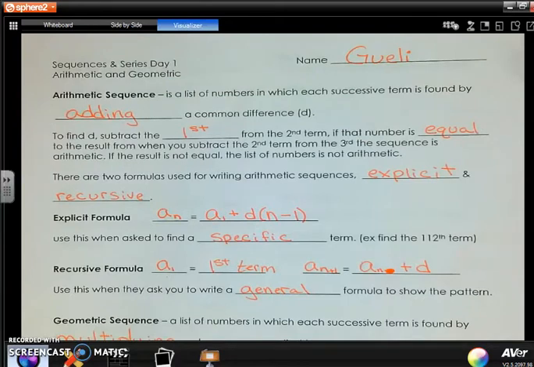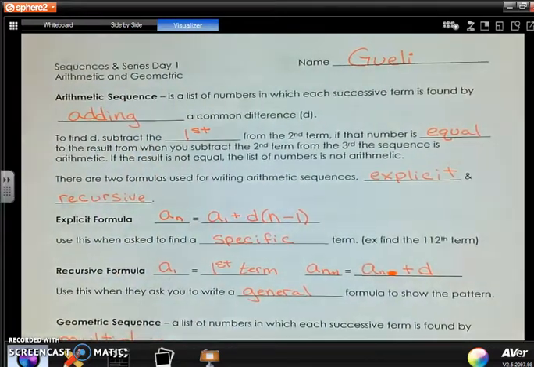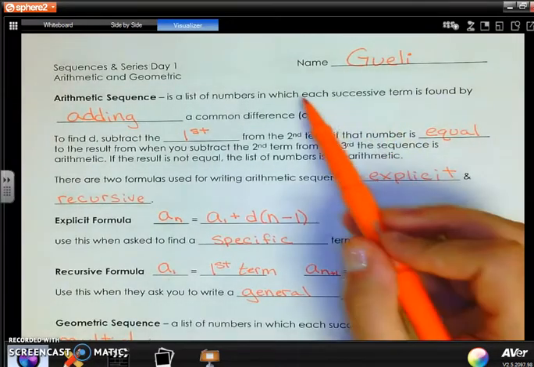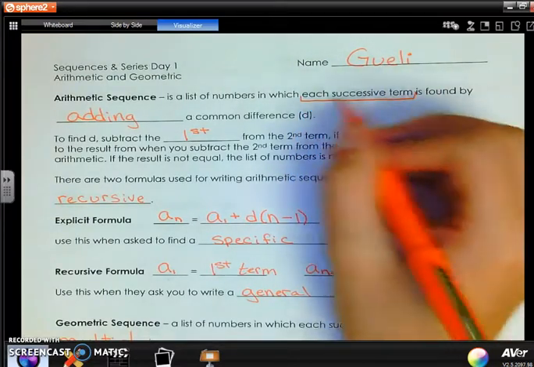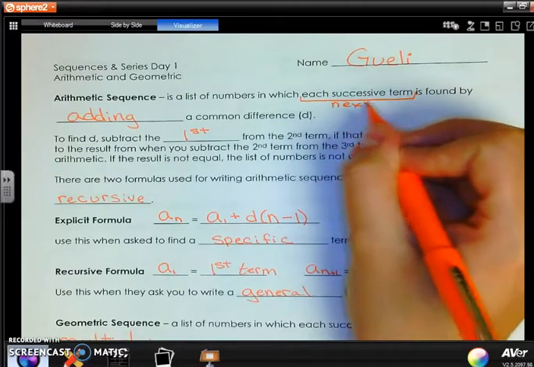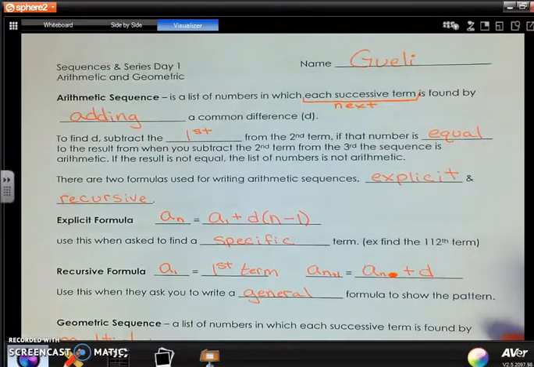So one of the goals for this unit is that you know the difference between a sequence of numbers and a series of numbers. So remember, a sequence is just a list of numbers in which each successive term is found by adding a common difference. So each successive term, you could think of this as the word next. So the next term is found by adding a common difference, and we call that common difference D. Okay?